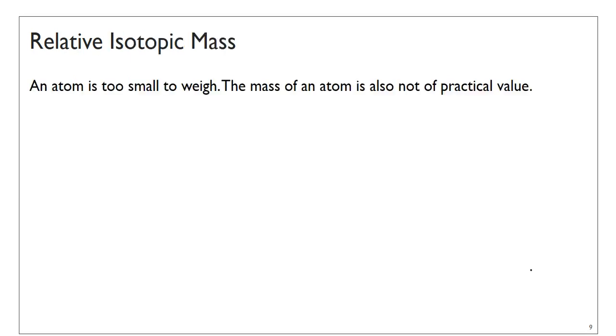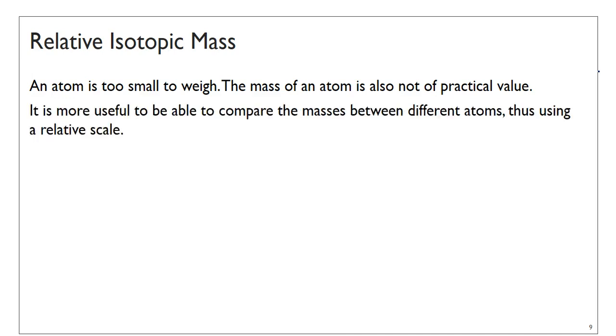In the case of relative isotopic mass, the reason why we use a relative scale is because, first of all, an atom is too small, and the mass of an atom is not very practical. It's something times 10 to the negative 23 grams. So it's just a really small number. And in the majority of cases, you do not work with one single atom. The majority of applications of chemistry in real life require you to use more than one atom. So the mass of an atom is not very useful.